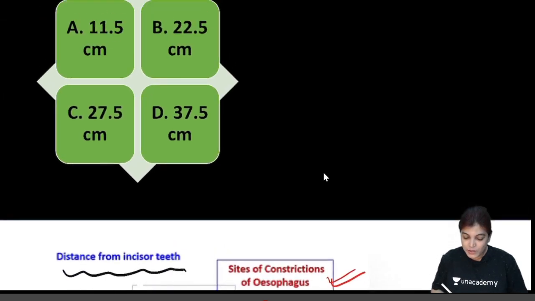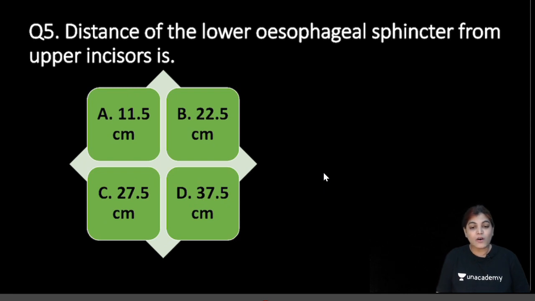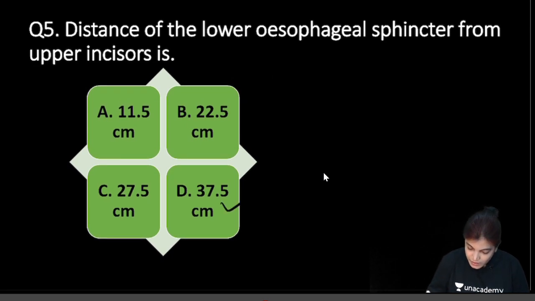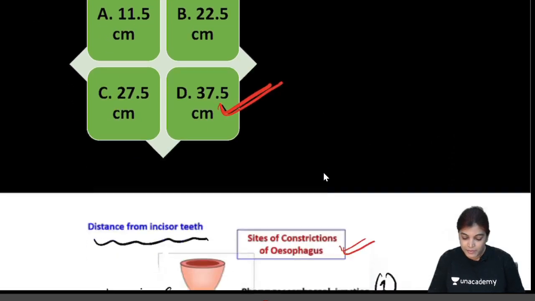Now coming to the MCQ, 4 options are there. Distance of lower esophageal sphincter from the upper incisor teeth. We have taken the landmark of the incisor teeth and then seen the distance. So the correct answer will be option D, as you know. We have just discussed all the distances. The correct answer is option D, that is 37.5 centimeters. So with this, I have discussed the MCQ.